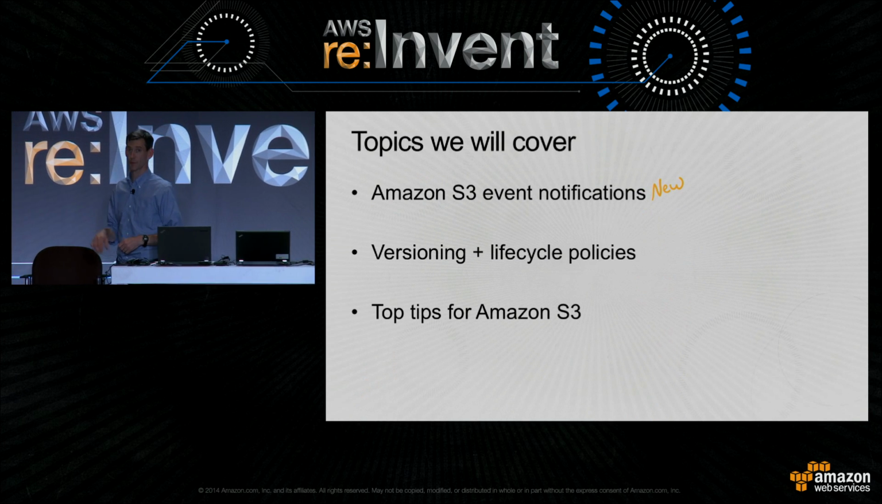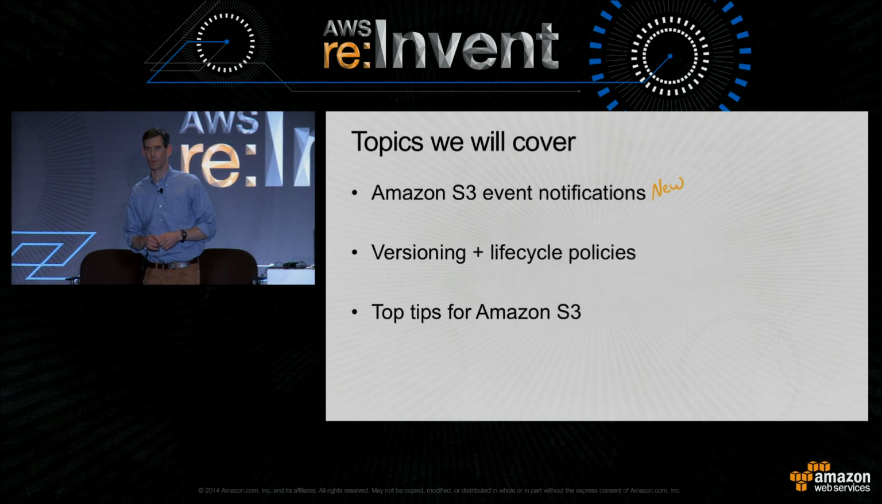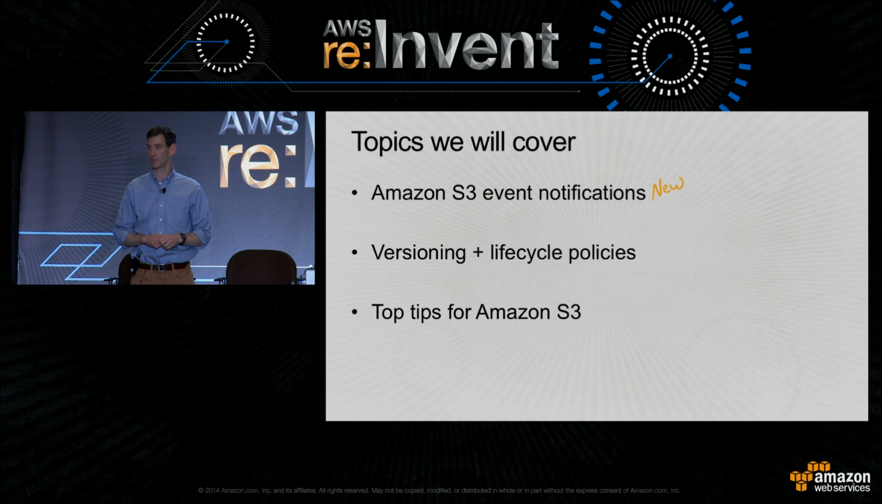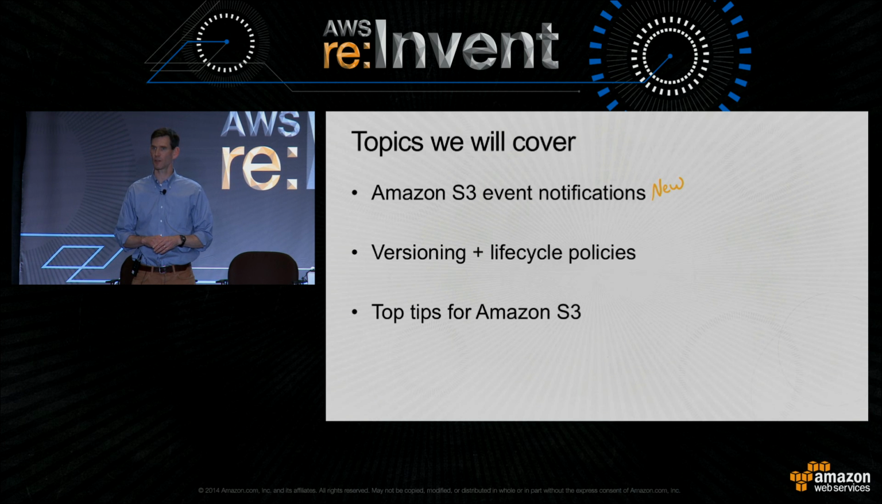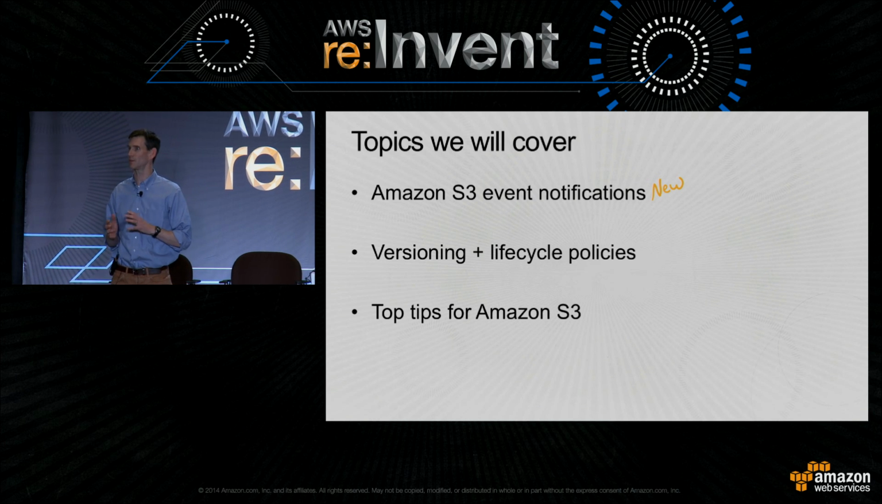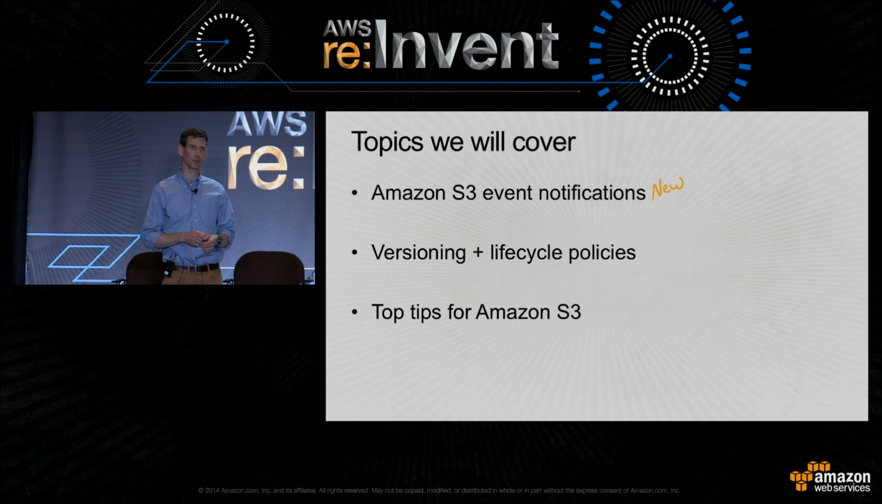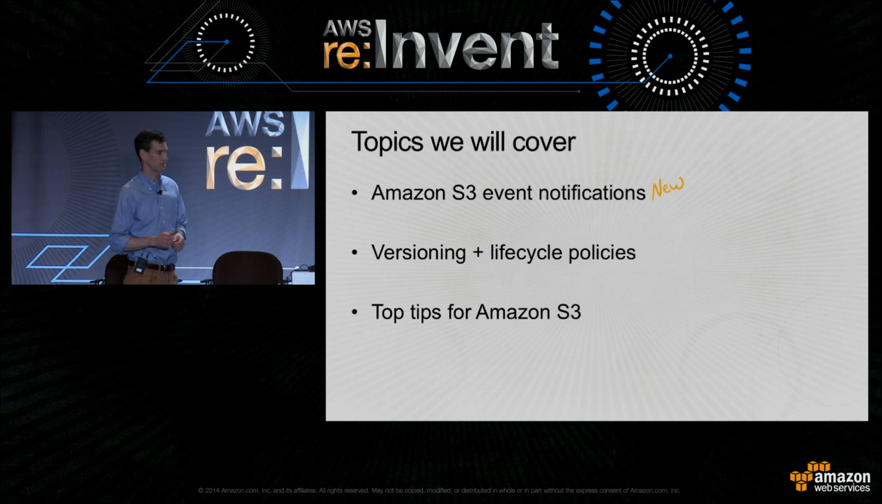So here are the topics we're going to cover. We're going to start with that new feature, S3 event notifications, and we'll spend a fair bit of time going into some detail there. Then we're going to move on to versioning and lifecycle policies. We'll show you how you can use those together in some newer ways. And then I'm going to round it out with some top tips for using Amazon S3.